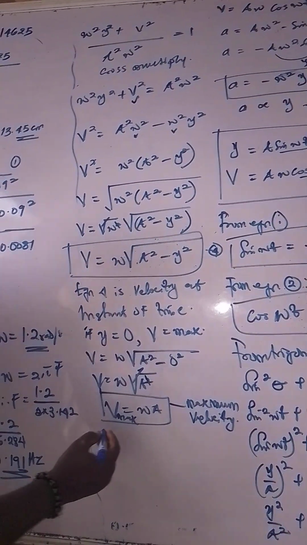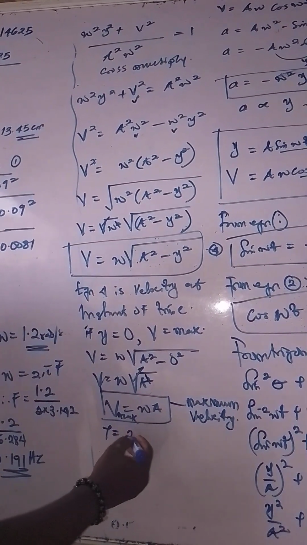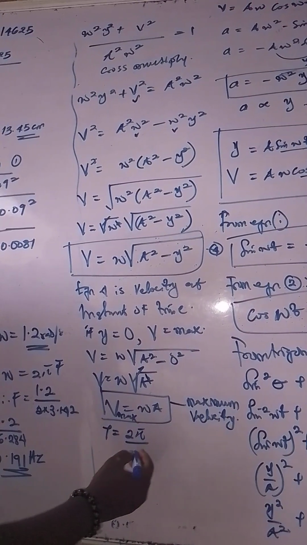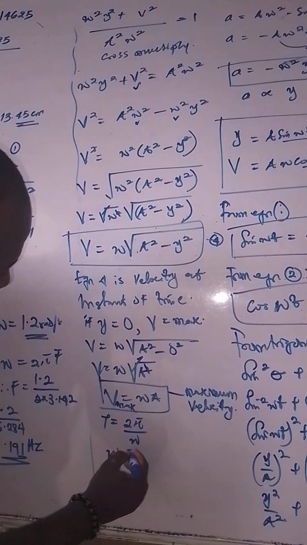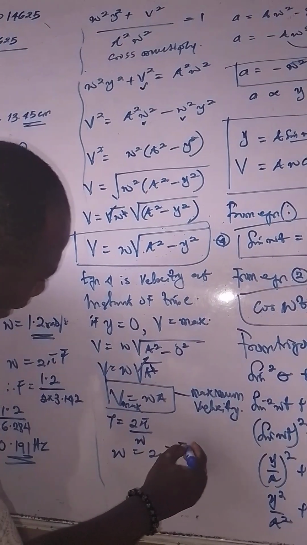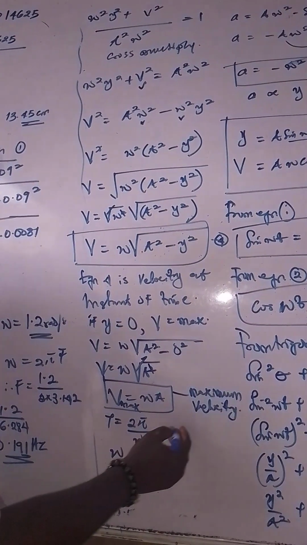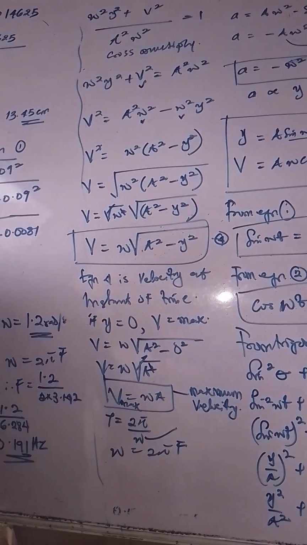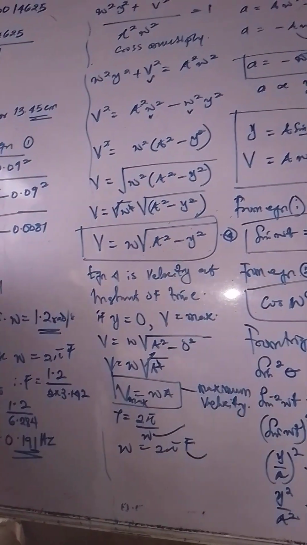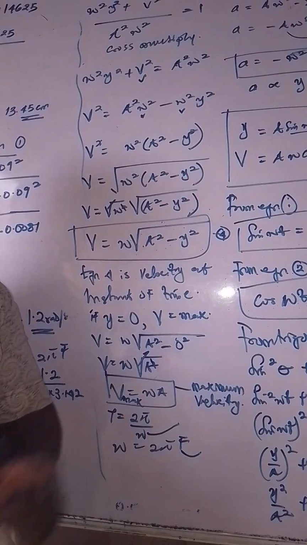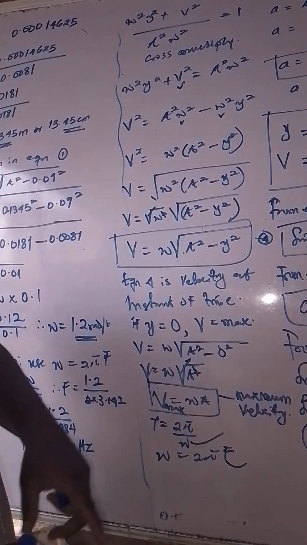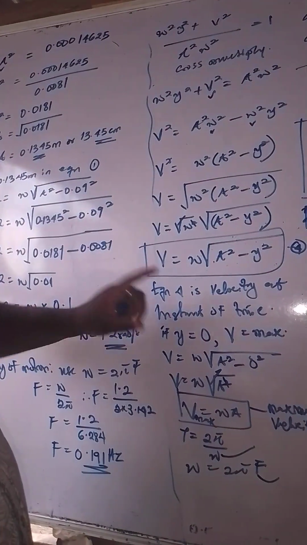From there, guys, you already know the other parameters expressed. T equals 2 pi over omega. Omega equals 2 pi f, where omega is the angular frequency, and frequency is the number of cycles made by a complete oscillation. Do you understand? So that's for that part.